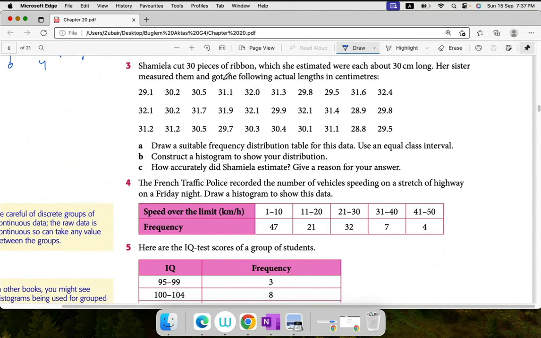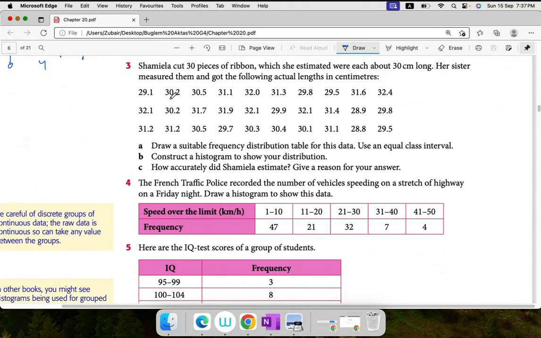Shamila cut 30 pieces of ribbon, which she estimated were each about 30 centimeters long. Her sister measured them and got the following actual lengths in centimeters. Draw a suitable frequency distribution table for this data. Now we'll have to look closely and decide what the classes should be.